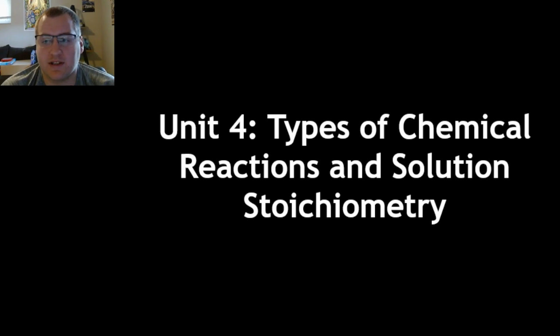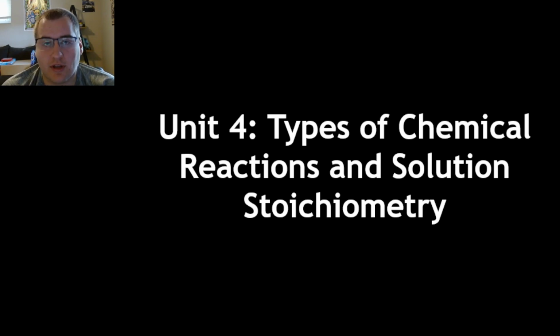So Unit 4 is about types of chemical reactions. These are things like single replacement, double replacement, synthesis, things you've heard about a little bit last year, but we're also adding on some new ones. We're adding on redox reactions, which is the big one. We're adding on acid-base reactions with a lot more depth than we talked about last year. And then the second part of what we're doing today in this video is solution stoichiometry.